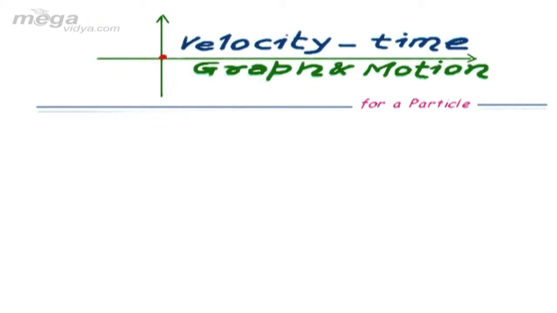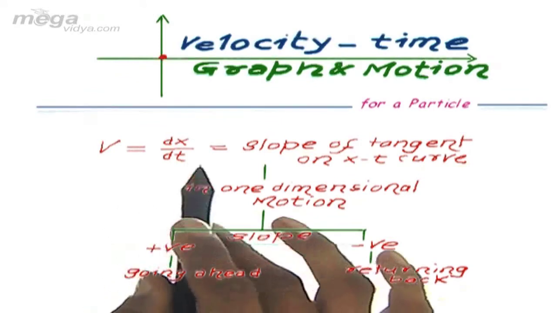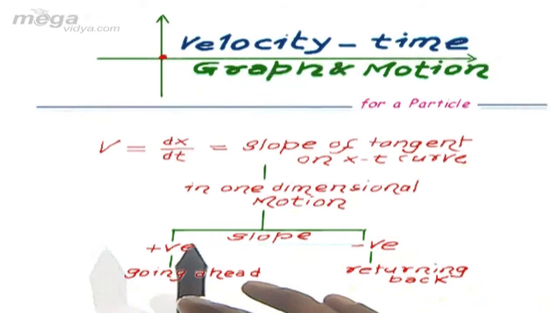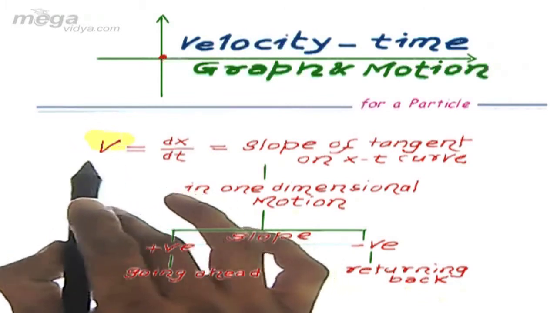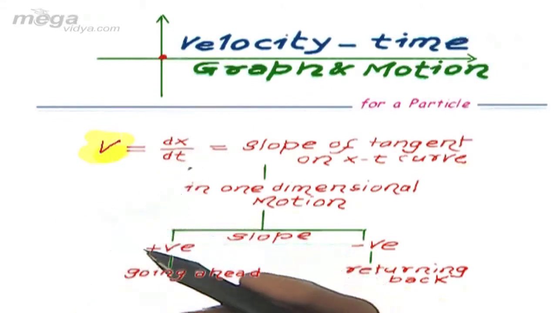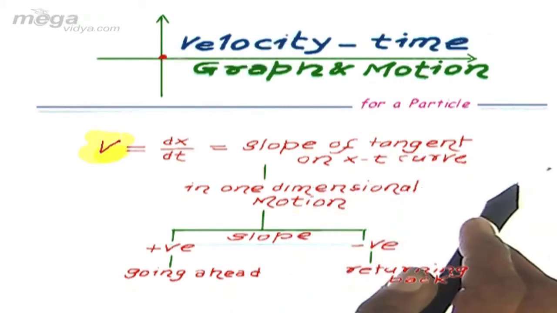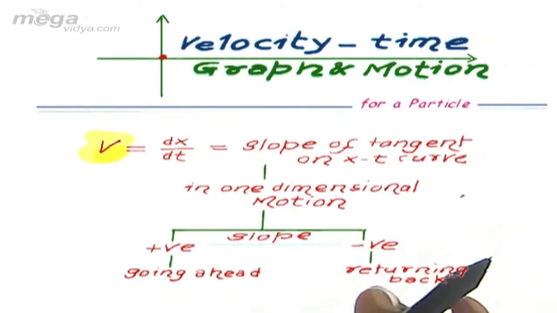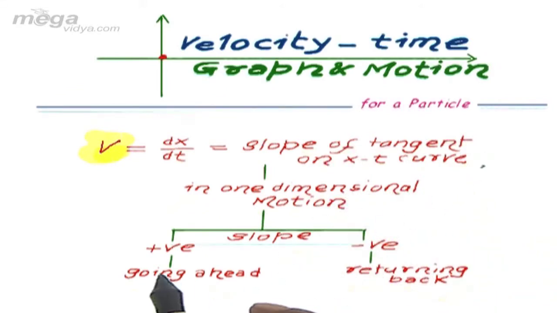Just see, as we know, velocity can be achieved by the derivative of its position with time. It means the velocity of the particle at any instant can be achieved by using differentiation of its position function with time. It can also be achieved using the slope of the tangent on the position time curve. In one dimensional motion, the slope of this position time curve may be positive or negative. Here positive slope means the particle is going in the forward direction.